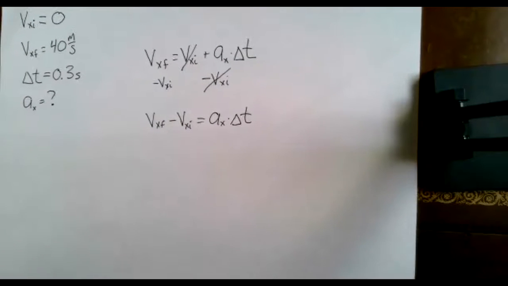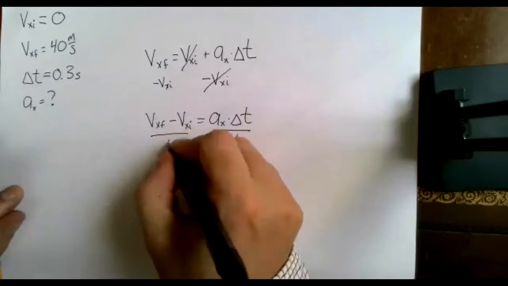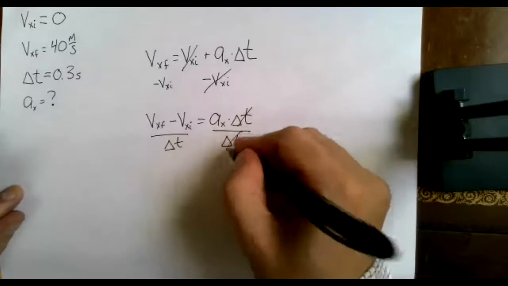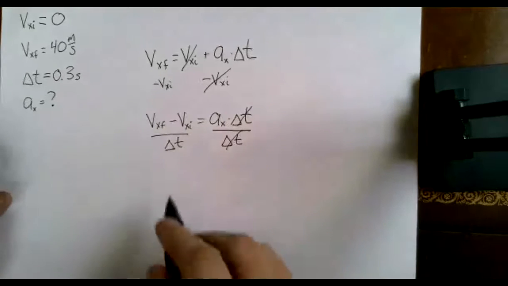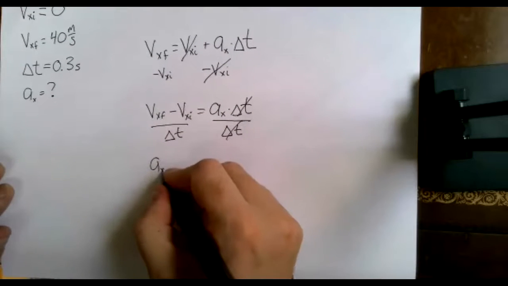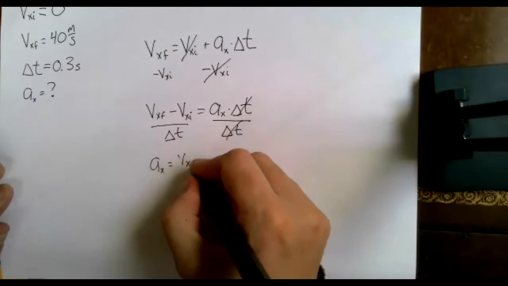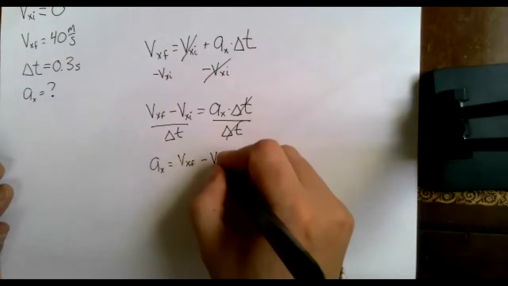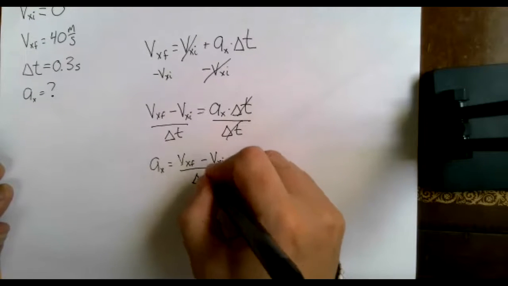And now there's just one more step to do to get acceleration by itself, right? You have to divide by delta time. Yeah, that's right, Isabella. We divide by delta time. So that cancels out on this side. And the equation we're left with is acceleration is final velocity minus initial velocity divided by time.